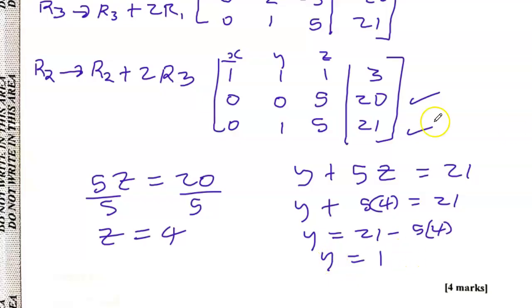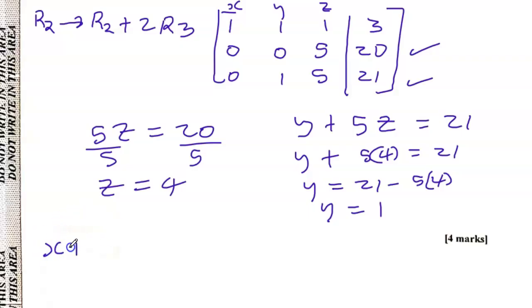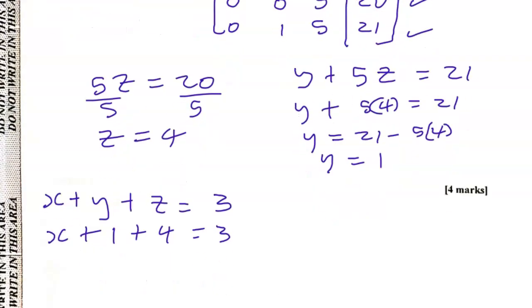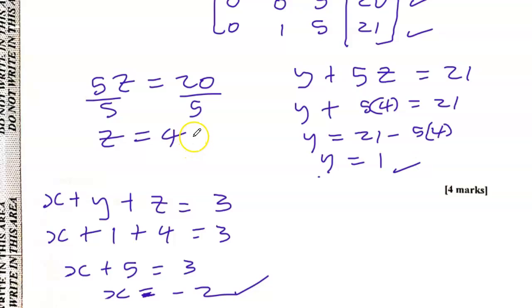And then for the top row, x plus y plus z is equal to 3. So x plus, we just found y to be 1 and z to be 4, is equal to 3, which means that x plus 5 is equal to 3, which means x is equal to 3 minus 5, x is equal to negative 2. So that's our solution. x equal to negative 2, y equal to 1, z equal to 4.